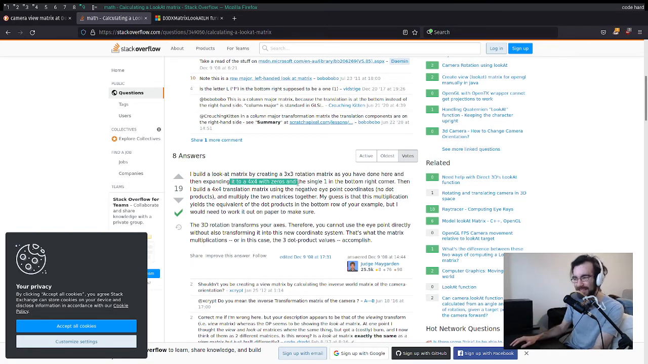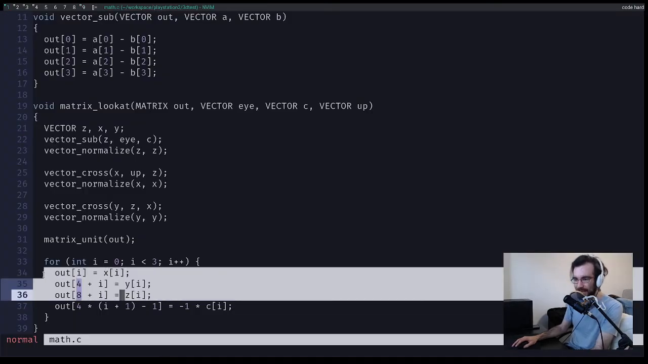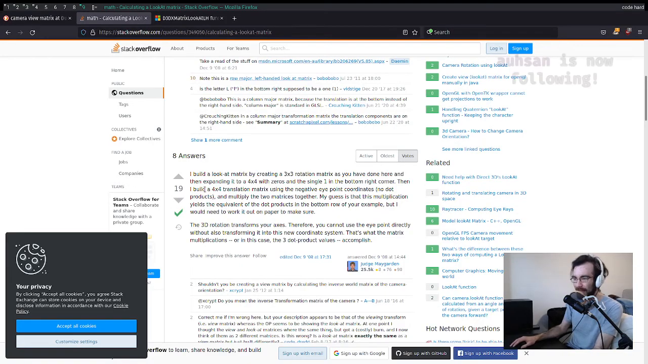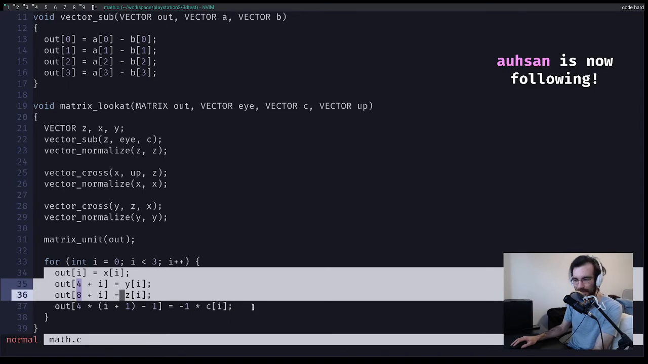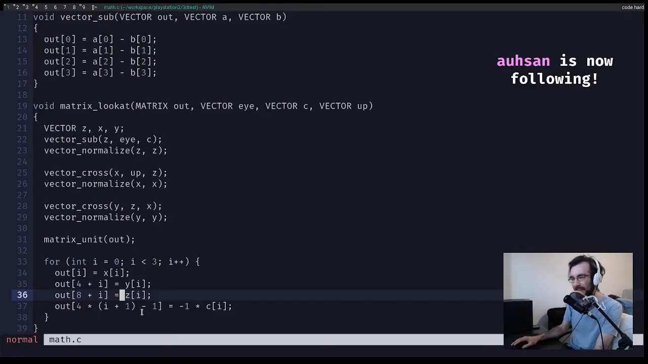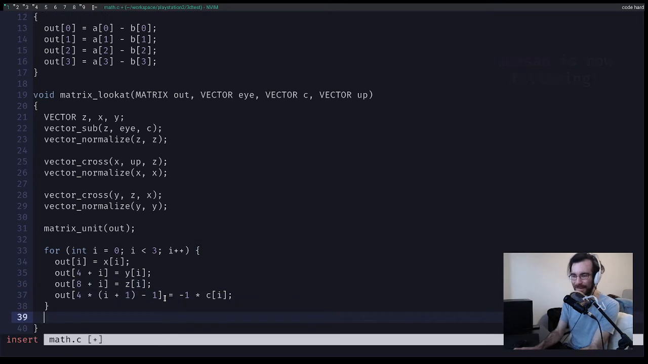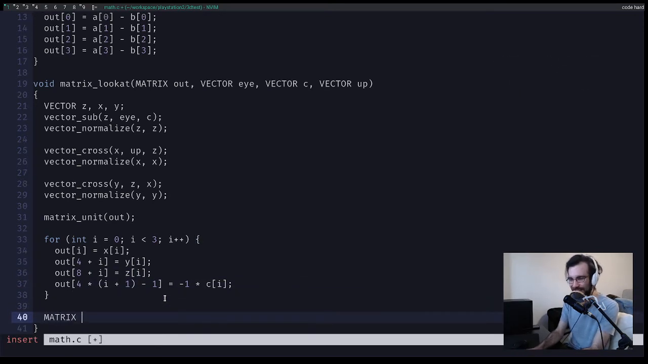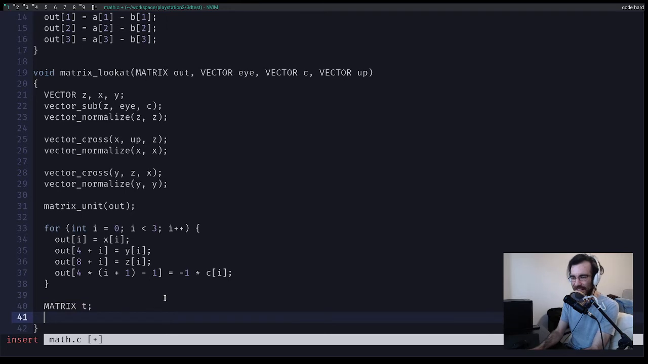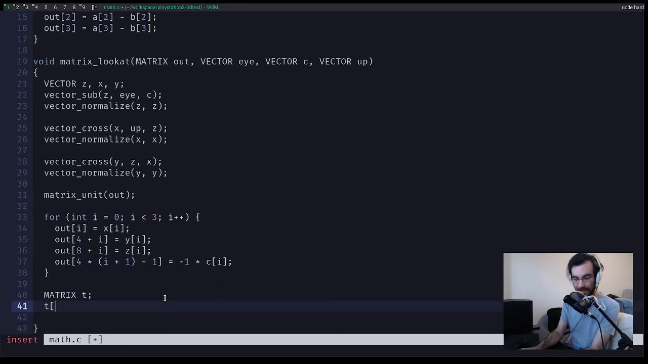Okay, so he expands this out to a 4 by 4 matrix, builds a 4 by 4 translation matrix. So 3 by 3 rotation matrix, that's this bit, and then translation matrix, that's this bit. But this guy's saying he multiplies them together. So maybe I can just add another bit in here. Maybe I can just make another matrix. Let's call it T for translate. Let's say T. This is going to be the rightmost.